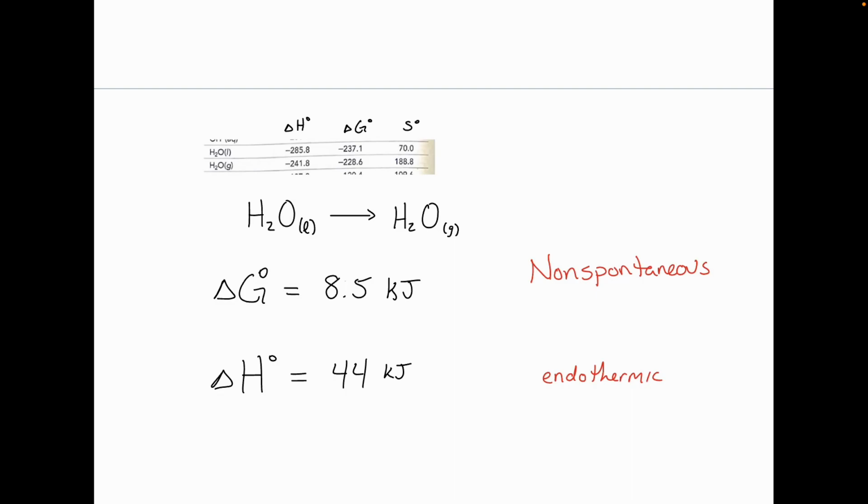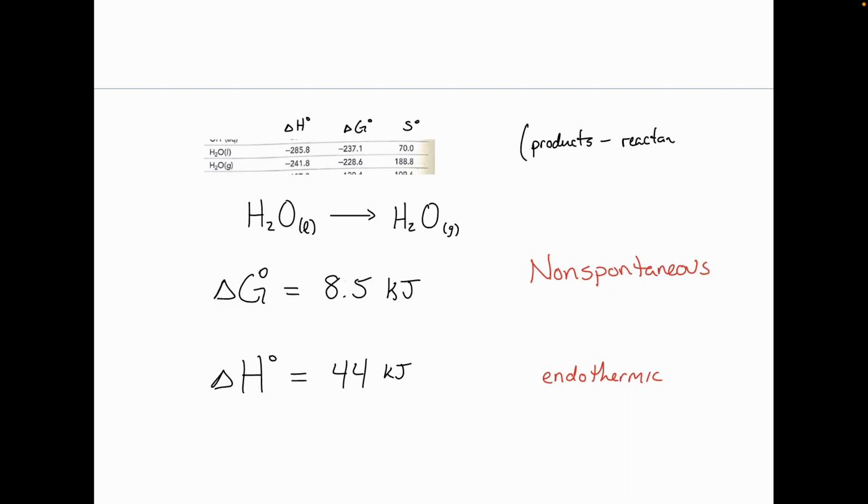Remember, when we're using this table, what do we keep in mind? When we do K equilibrium constants, it's products over reactants. What do we say to ourselves when we use our thermodynamic data? Products minus reactants, right? So that's just what we want to have in mind.